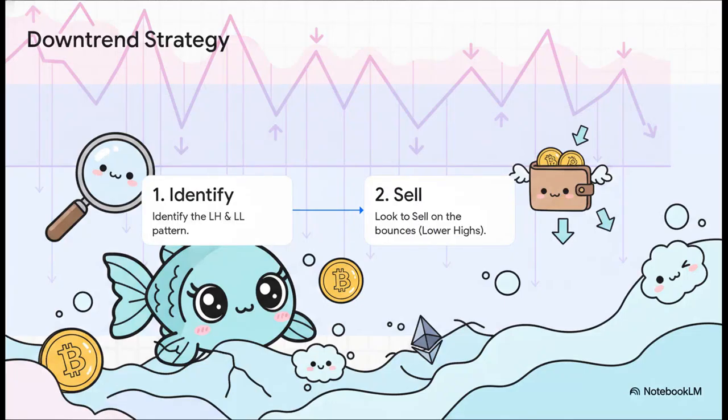So how do we swim with the current when that current is pulling us down? The strategy is the exact opposite of what we do in an uptrend. First, you identify that repeating pattern, lower highs and lower lows. Then, you look for your chance to sell or short the crypto during those weak bounces, right at the lower highs, because you're expecting that next big drop.